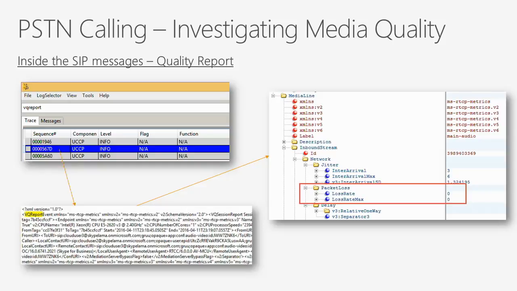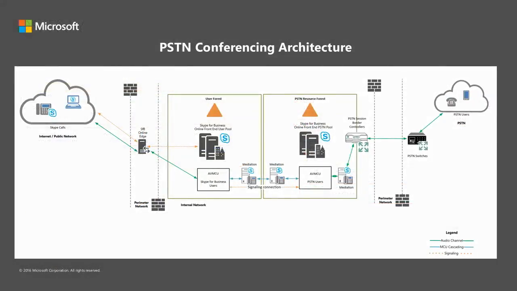So I can see the packet loss, the loss rate on the network. So this is hopefully not confidential, but this is our PSTN conferencing infrastructure at Microsoft. We don't run the same code you run on-prem, which can make it confusing.